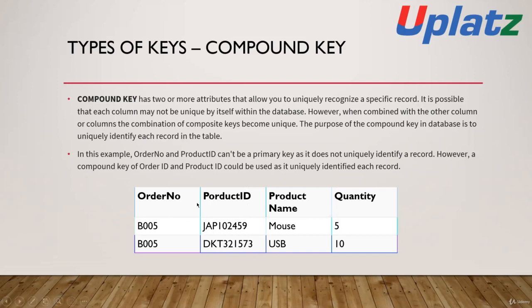But what we have here is that they can become the compound key. That is, 2 capable columns or attributes which together are able to uniquely identify a record will become my compound key. So here 2 potential primary keys can become my primary key together, which is called a compound key. Here, order number and product ID together form a compound key.